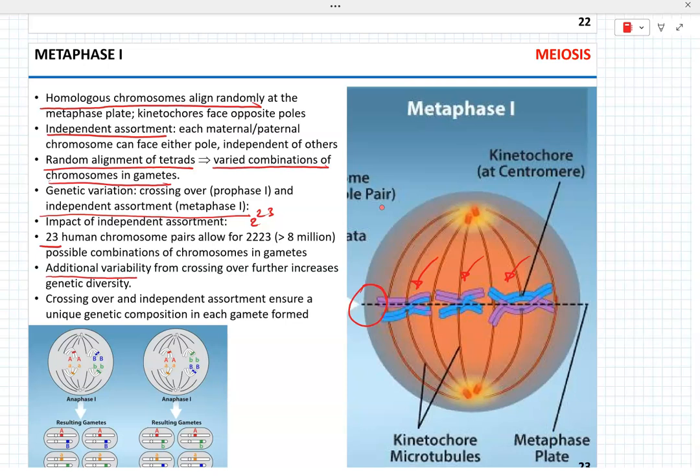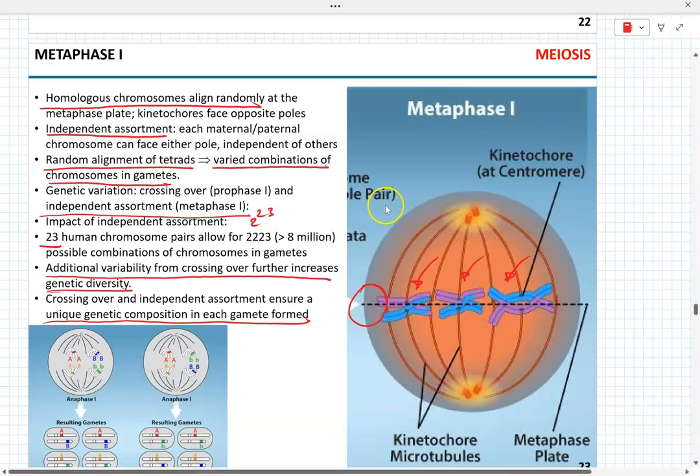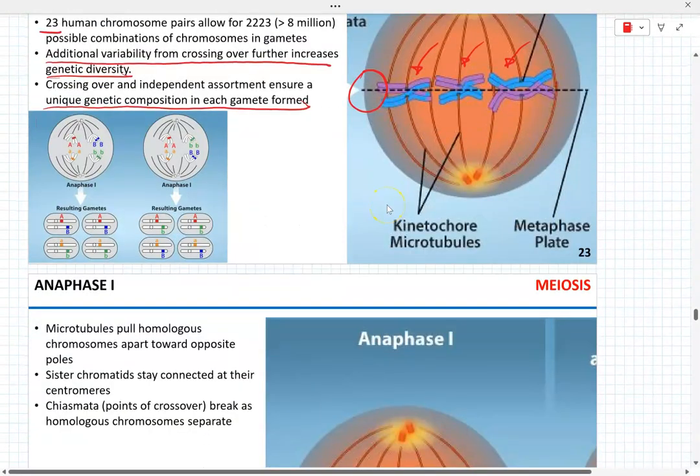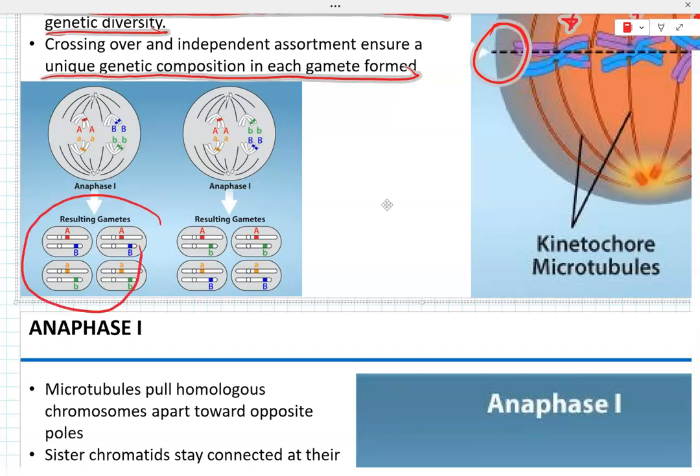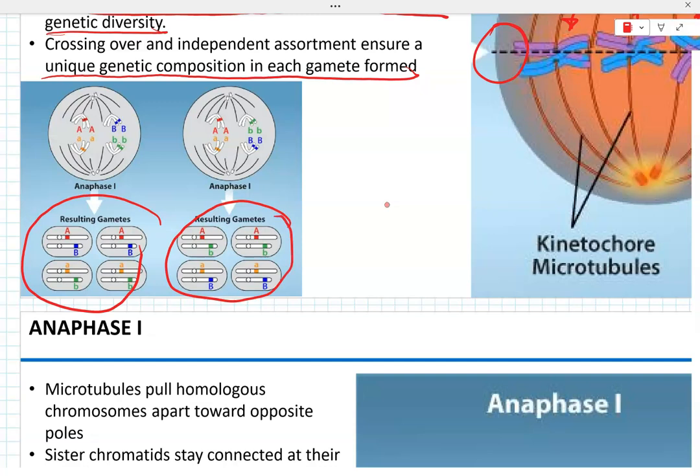So both crossover and independent assortment result in a phenomenal genetic diversity, ensuring the unique composition of the genes in each gamete. So this image shows you the separation of independently arranged homologous chromosomes, and you can see that even having two homologous pairs can serve as an example of the genetic variability that the cells can possess.